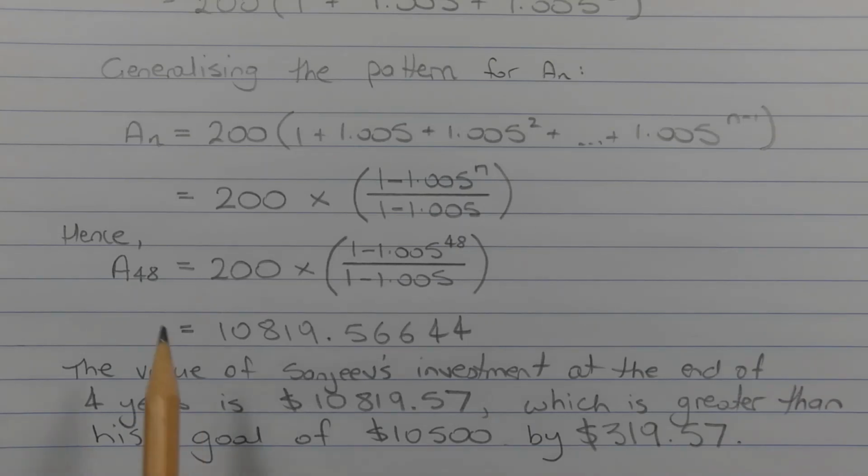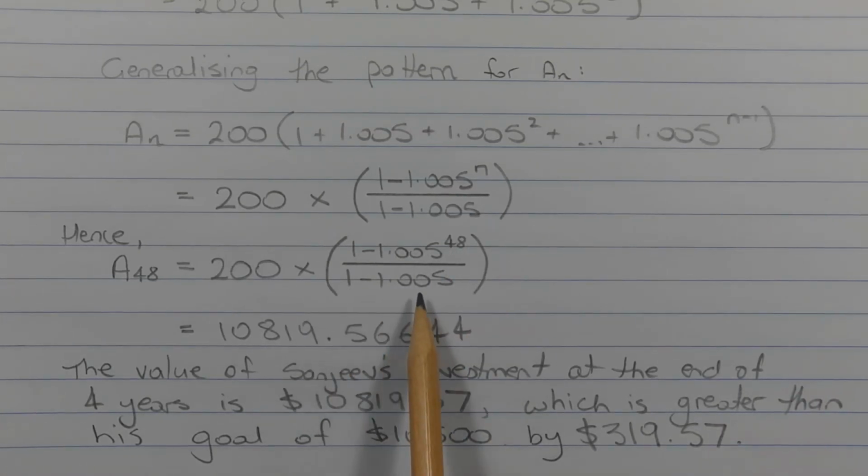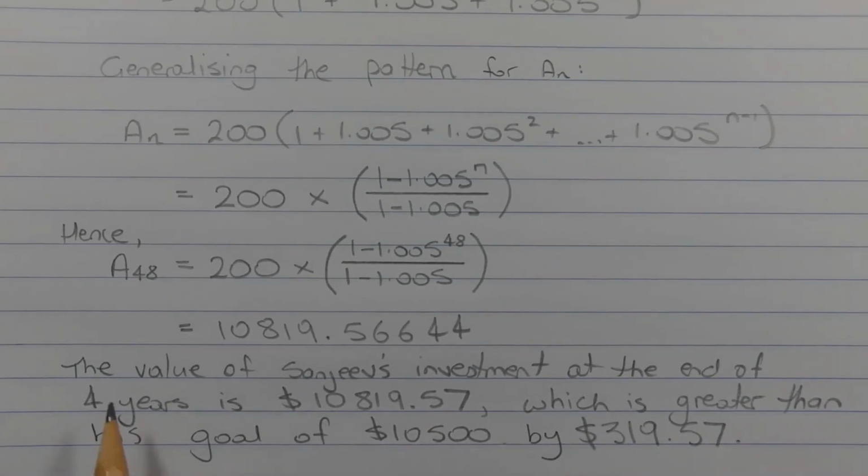Next, we evaluate A_48, which is the value of Sanjeev's investment at the end of the 48th month, or the end of 4 years. So that equals 200 times (1 minus 1.005 to the power of 48) over (1 minus 1.005), which equals 10,819.56644. So the value of Sanjeev's investment at the end of 4 years is $10,819.57, correct to the nearest cent, which is greater than his goal of $10,500 by $319.57.